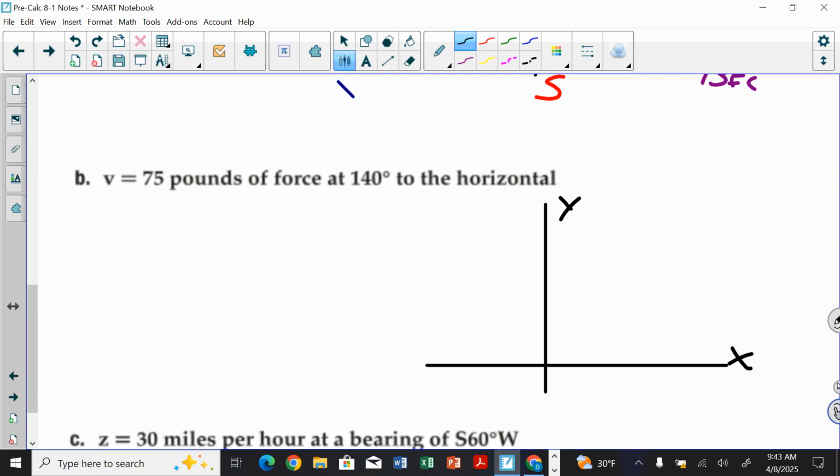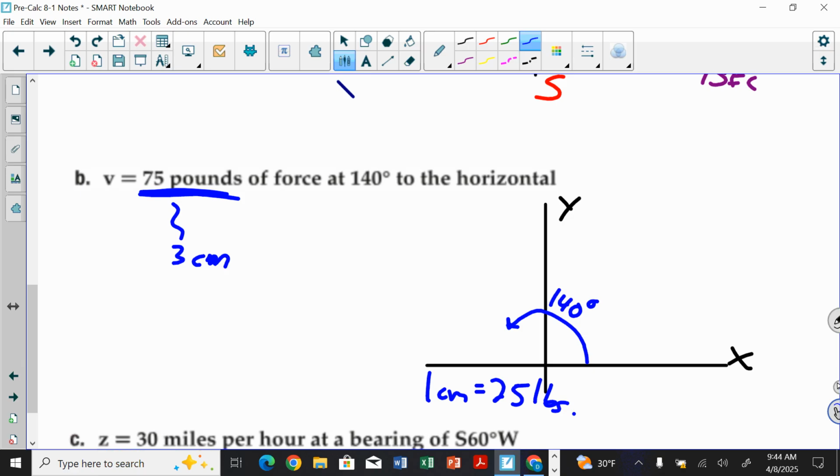So if this is my horizontal, right? Horizontal is the X, and I go 140 degrees, it would take me to about there, right? This would be 90 at the y-axis, so 140 degrees from my horizontal. Now I'm looking at drawing 75 pounds of force. So again, if I just have a scale, let's use centimeters this time, that 1 centimeter is equal to, say, 25 pounds, okay? Well, in that case, since I'm looking at 75 pounds, my vector has to be about 3 centimeters long.